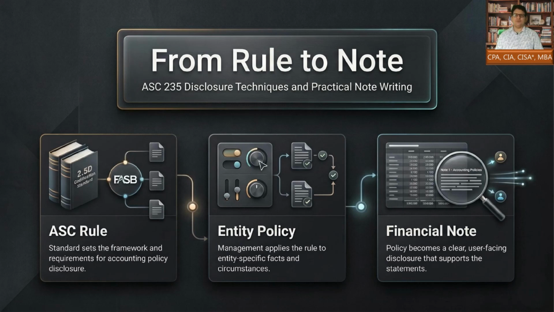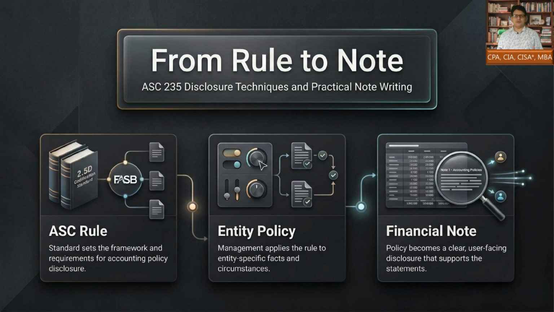In the first video, we understood the big picture of ASC 235 and why significant accounting policy disclosures matter. Now we move from rule to note. This is where ASC 235 becomes practical. The standard gives us the framework, management applies that framework to the entity's own facts, and then the policy becomes a clear note that users can actually understand.